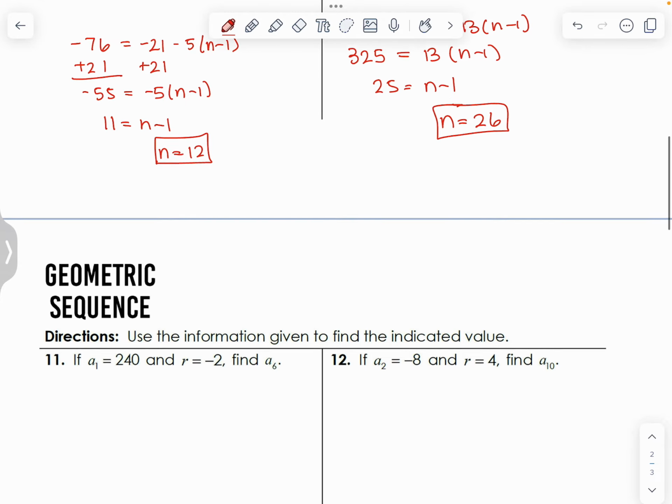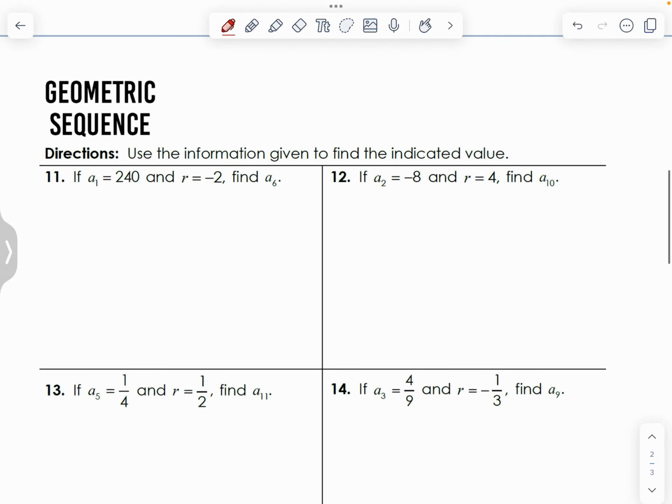Let's take a look at the geometric. So remember to use our geometric formula, which is a sub n equals a sub 1 times r to the n minus 1. The parentheses are going to be important, and also noting your exponent is going to be important. All right, so the first ones are pretty straightforward. You're just going to find a sub 6. The same thing with, actually a little bit different on number 12 because they give you the second term and not the first term. But we can adjust for that.